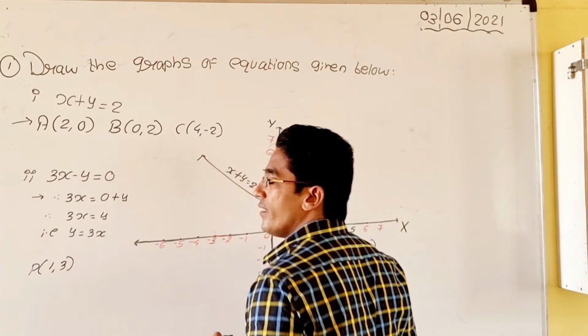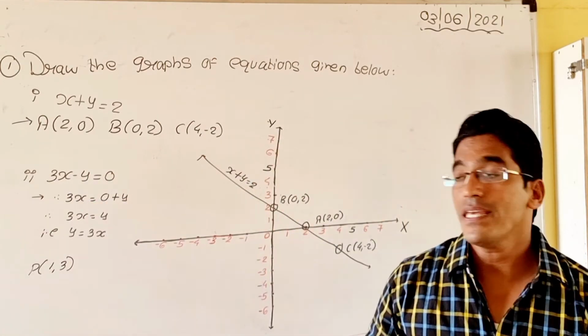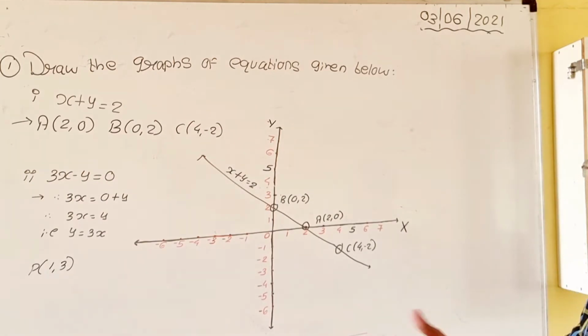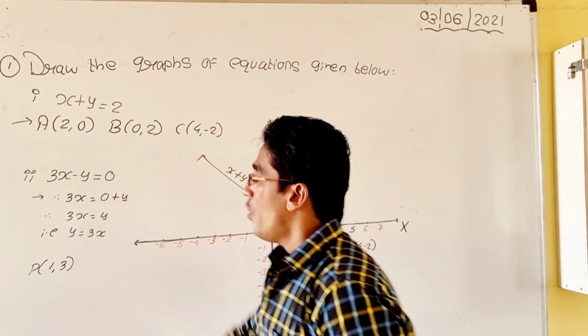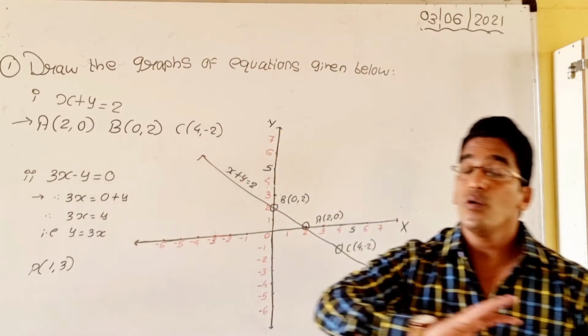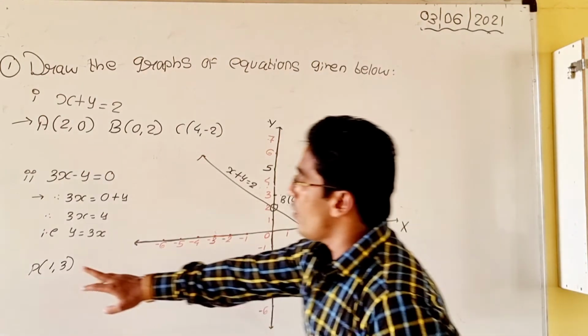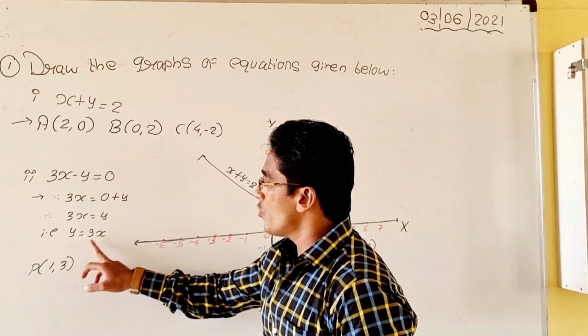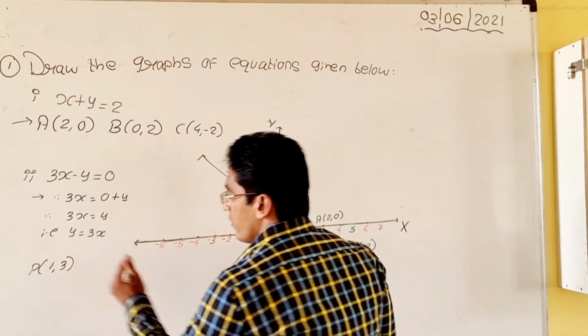Again I am repeating it. What was the equation given to us? 3x minus y is equal to 0. I simplified it and I got y is equal to 3x. On the right side the variable is x, so you are free to take any value for x. Suppose you are taking the value of x as 1. So replace x by 1. 3 into 1 will be 3.